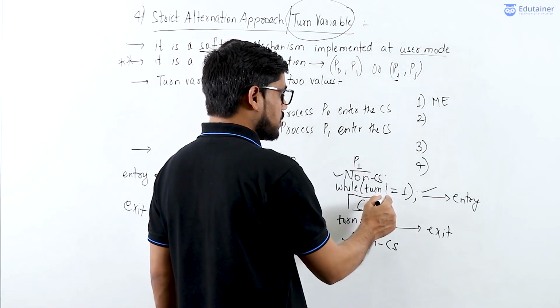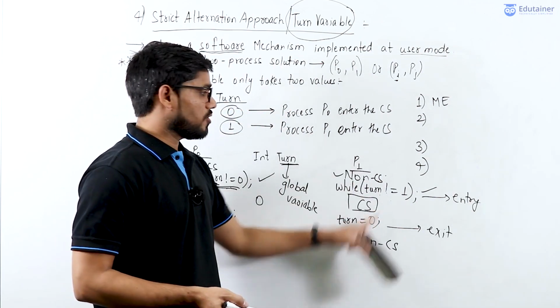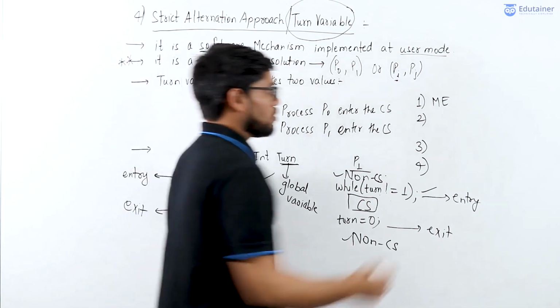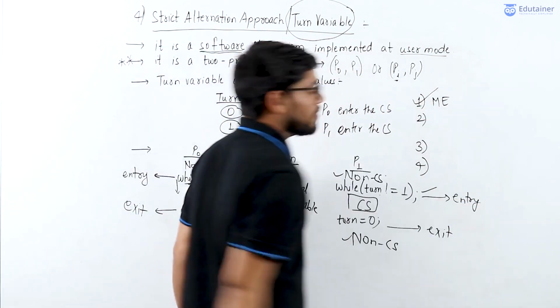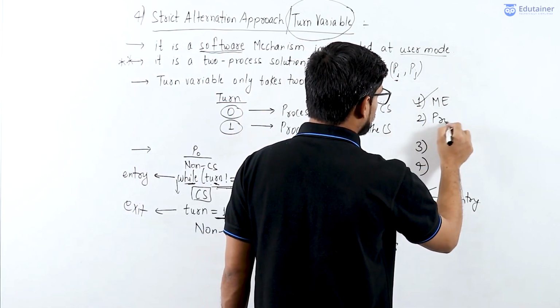Similarly, if turn is equal to 1, then process P1 can enter the critical section. If turn is equal to 0, then process P1 cannot enter the critical section. So mutual exclusion is definitely guaranteed. Now the next is progress.